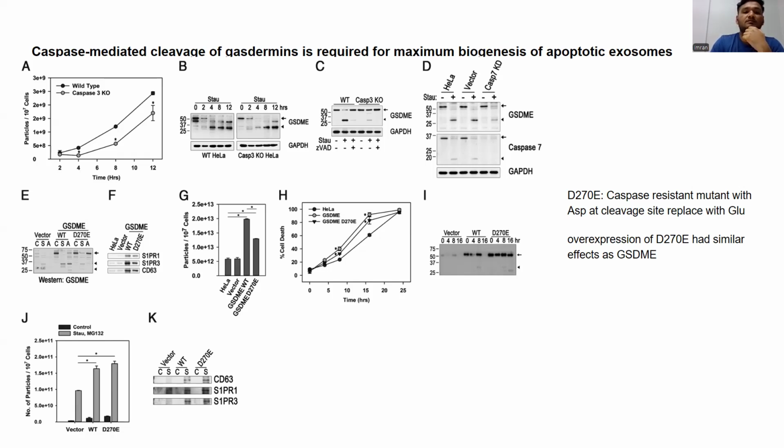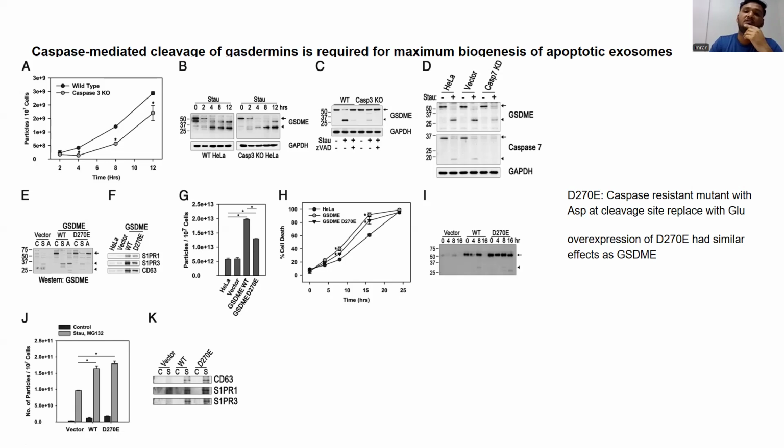Similarly, cleaved gasdermin E was found in the caspase-3 knockout HeLa cells as well as the wild type HeLa cells, showing that it is definitely cleaved by some caspase other than caspase-3. So a pan-caspase inhibitor named Z-VAD-FMK was used, and Z-VAD inhibited the cleavage of gasdermin E in both wild type and completely in caspase-3 knockout cells, showing that some other caspase family member is cleaving gasdermin E.